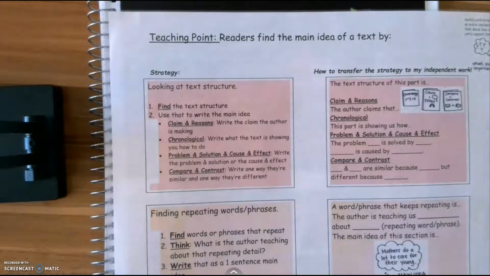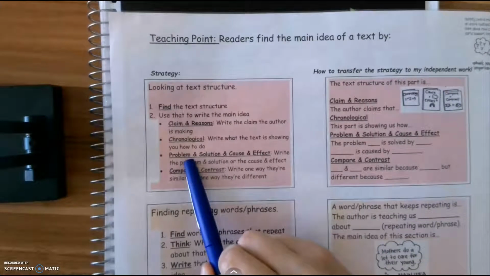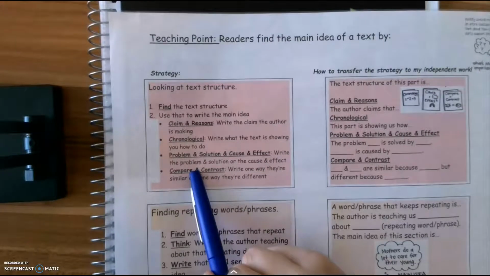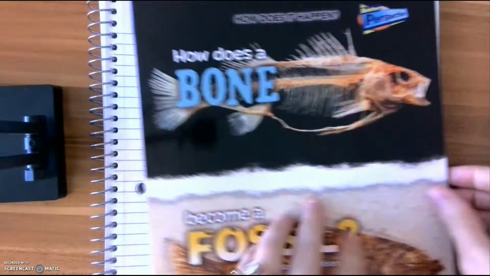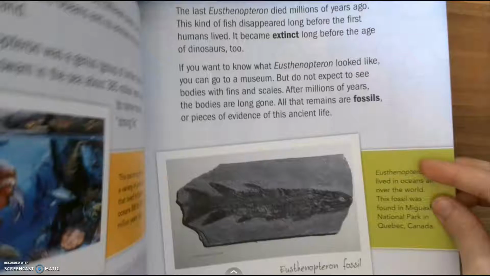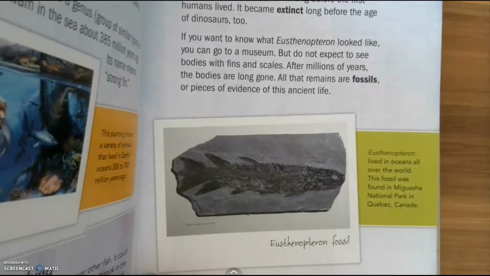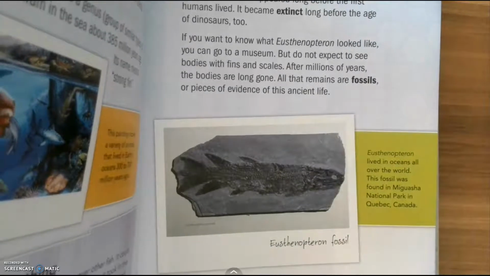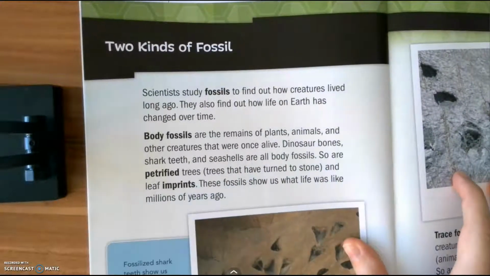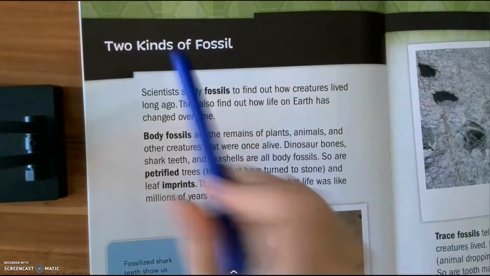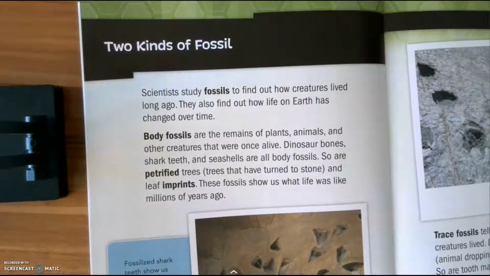Remember, there are 5 different text structures: claim and reasons, chronological, also called sequence, problem solution, cause and effect, and compare and contrast. So as we read today, we're going to look for text structure and main idea. Now, in this book, we're going to be reading about a fish called Eusthenopteron. It was a fish that was alive millions of years ago. It's now extinct, but we know that it was alive before because we have found these fossils. We're going to start on this page called Two Kinds of Fossil. I'm making a prediction that this section will be in compare and contrast because it's telling me about 2 kinds. But let's read and find out.